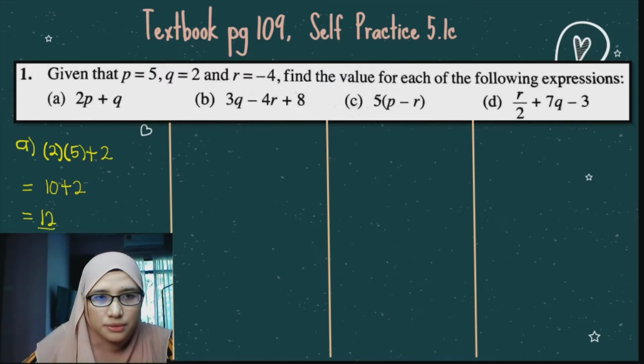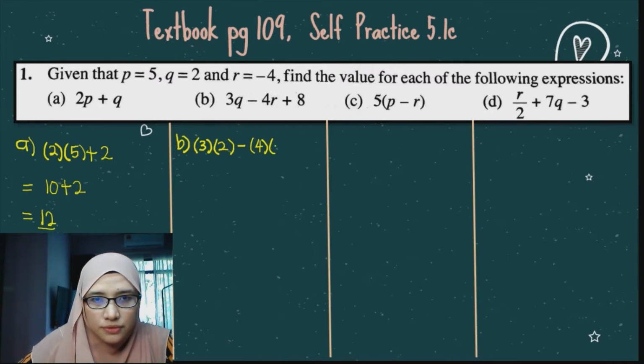We're going to question B. B, we have 3Q minus 4R plus 8. Again, 3Q is a combination of number and letter. We're going to use bracket for each one of them. Q is 2, minus 4. Also, we have combination, so use bracket. R is -4.